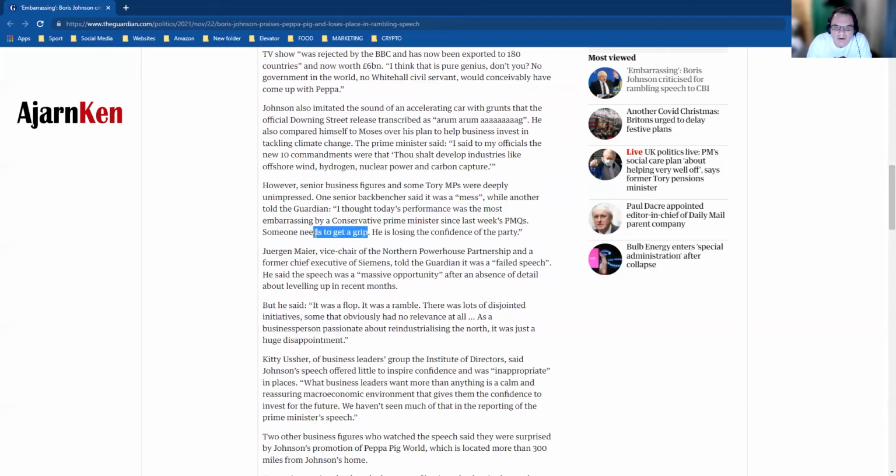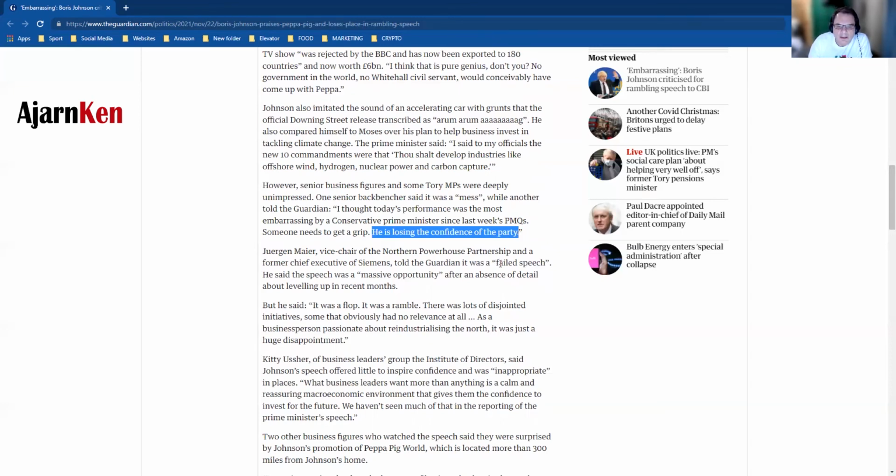"Somebody needs to get a grip." To get a grip means to take control of a situation. So somebody needs to get a grip, somebody needs to control the situation. He's losing the confidence of the party, which means that the political party don't think he's doing a good job.